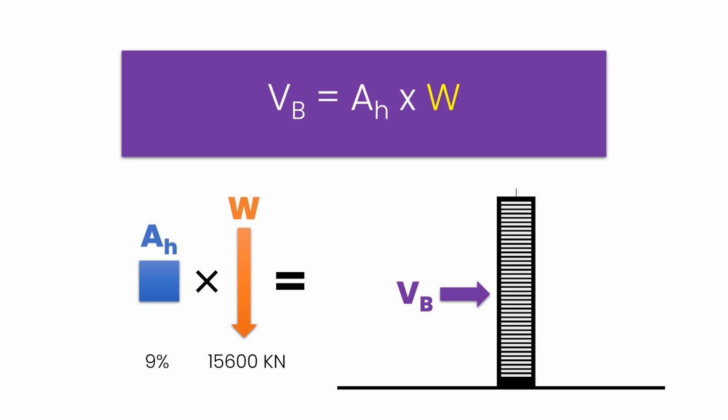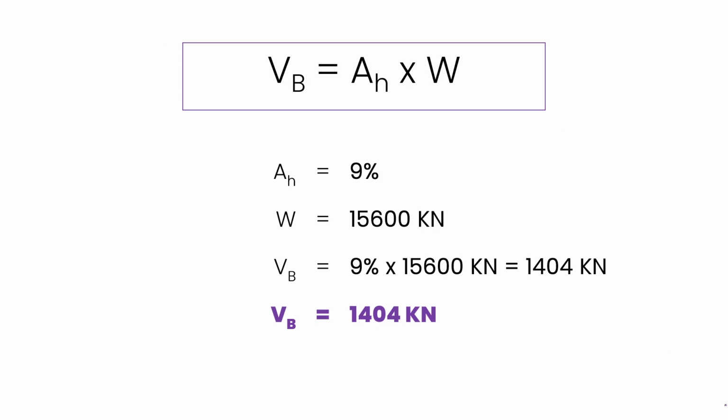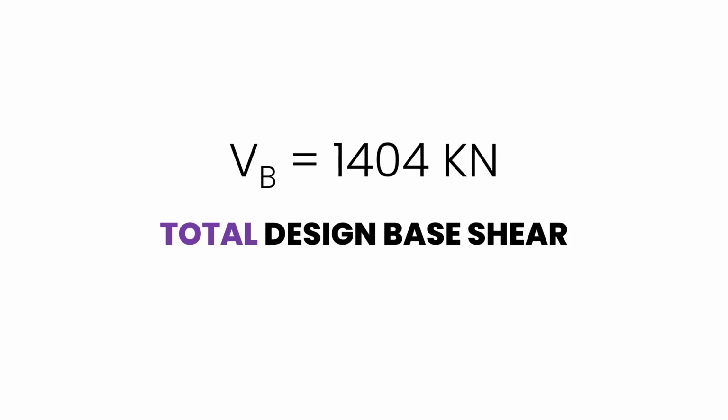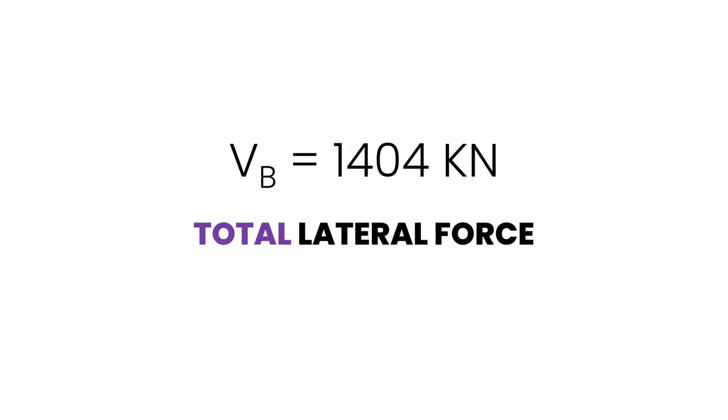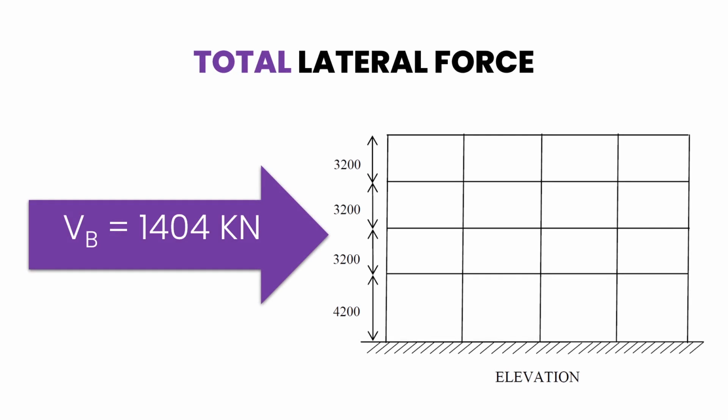And using this, it is now too easy to calculate VB. So we'll multiply 9% by the total seismic weight, which is 15,600, which comes out to be 1404 kilonewton. So we now know the value of VB, which is 1404 kilonewton. This is the total design base shear, and in common language, this is the total lateral force which we wanted. So this is the force which will be acting in a horizontal direction on this building.